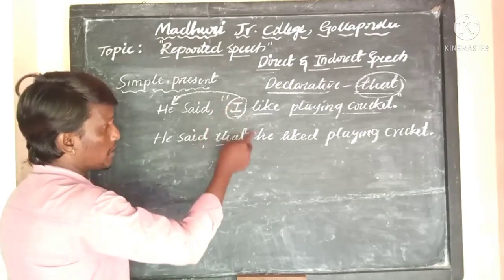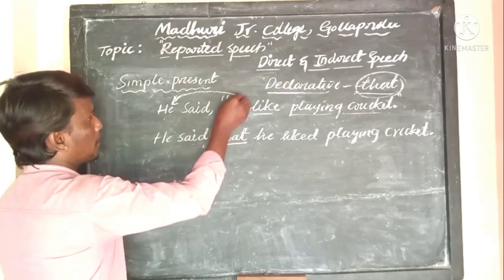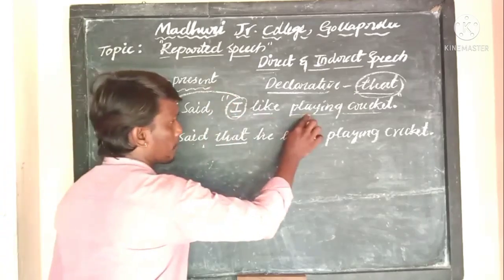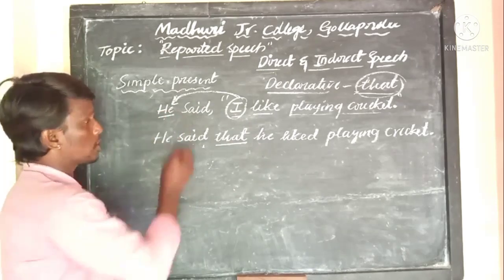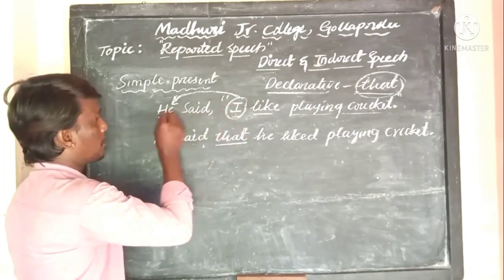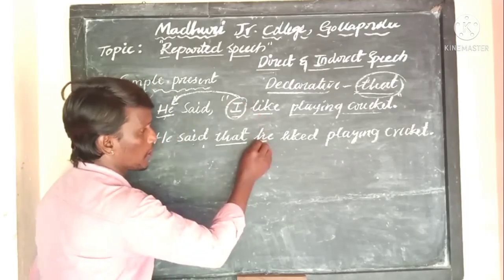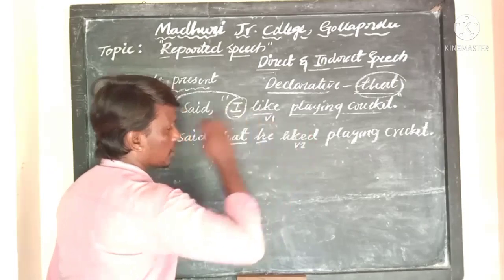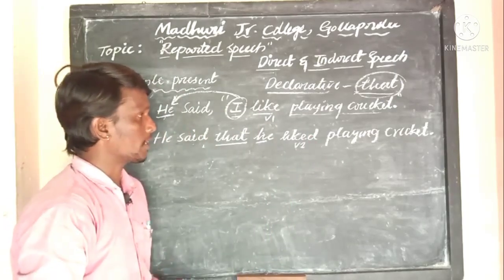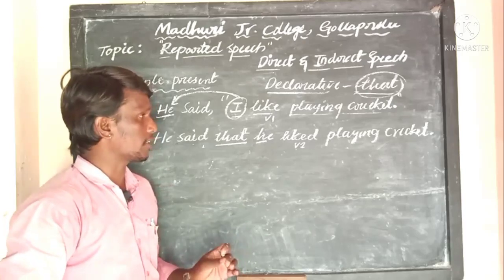How does a pronoun change from first person to third person? I refers to the speaker, because these are the actual words of the speaker. Who is the speaker? He is the speaker. So what does I refer to? I refers to he. So I changed the pronoun I into he, and this is simple present tense. Now I changed it to the simple past tense. This is how we need to change one tense into another.